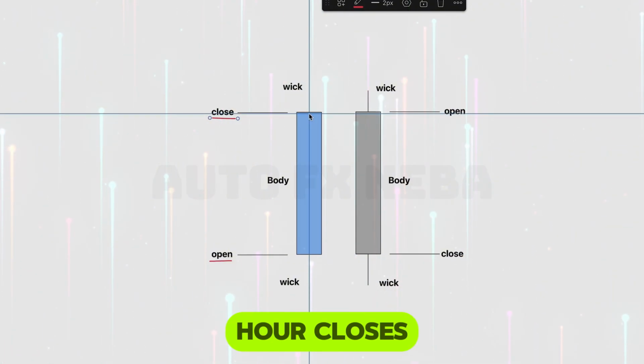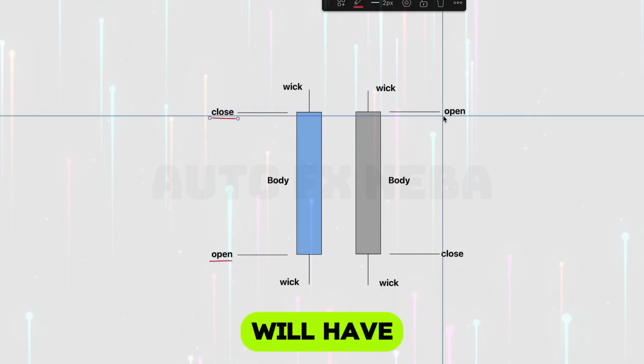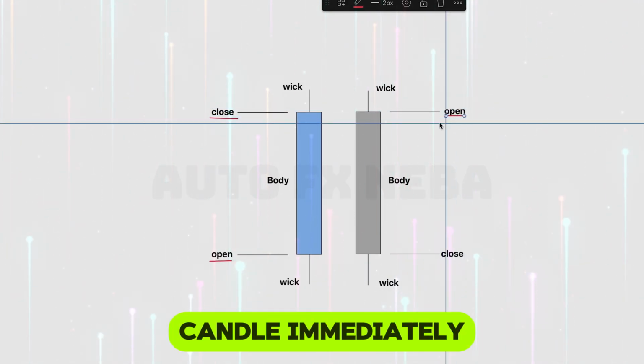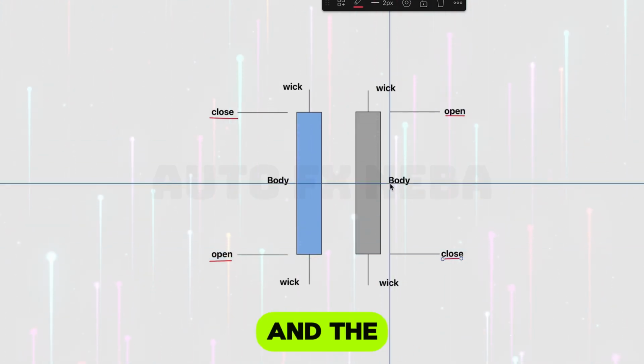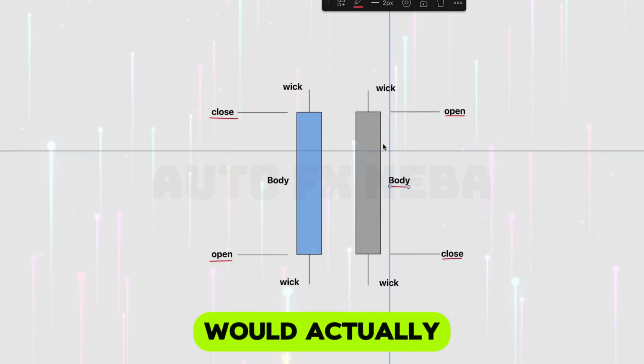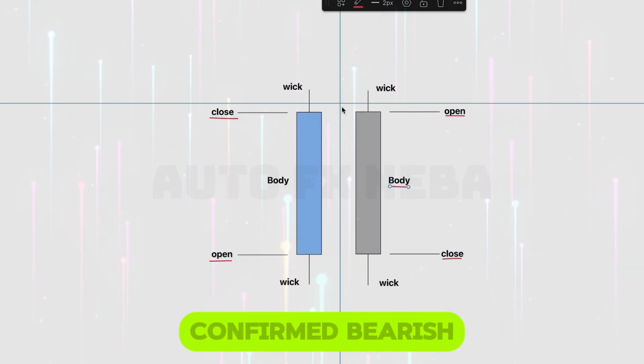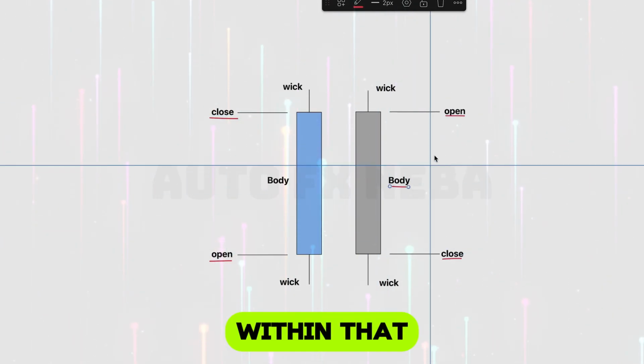As soon as the hour closes, another hour will begin, and we will have an open price on the next candle immediately. If the market then moves down, we get a close price which is lower, and the candle body for that hour would actually show us bearish price action, confirmed bearish price action within that given time frame.